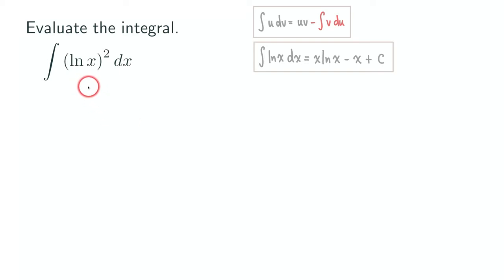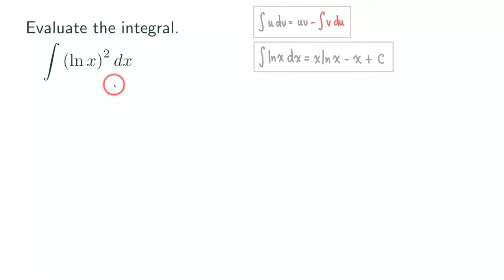We have the integral of ln of x raised to the second power, and we did the integral of ln of x last time. The antiderivative of natural log of x is x times ln of x minus x. So when we integrate this one, we probably will need to use the result that we obtained last time for the natural log function.